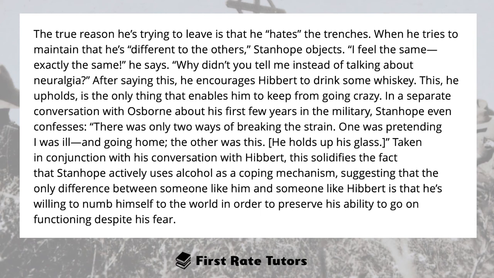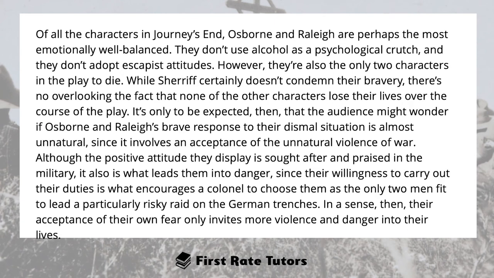Taken in conjunction with his conversation with Hibbert, this solidifies the fact that Stanhope actively uses alcohol as a coping mechanism, suggesting the only difference between someone like him and someone like Hibbert is that he's willing to numb himself in the world to preserve his ability to go on functioning despite his fear.